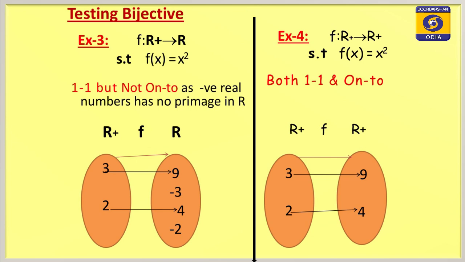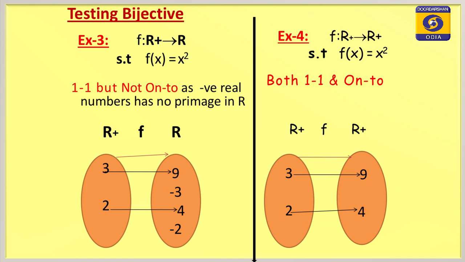We will prove it later, and it is not onto because the codomain set is R, so there are negative real numbers which are not related. That means they do not have any pre-image. So, this function is 1-1, but not onto.